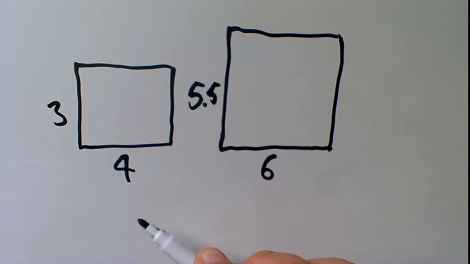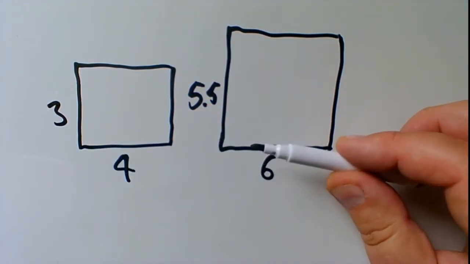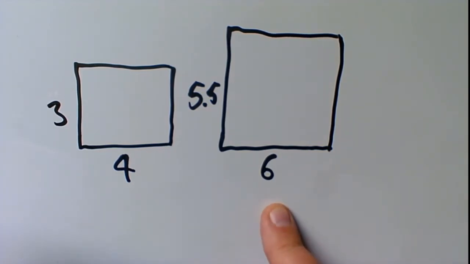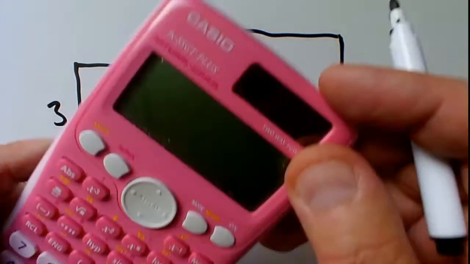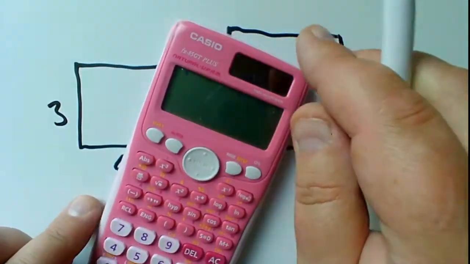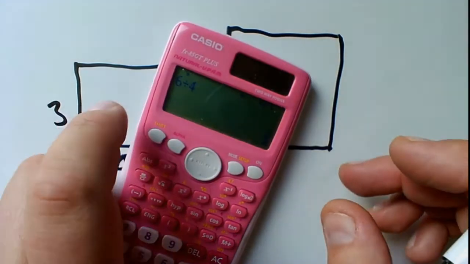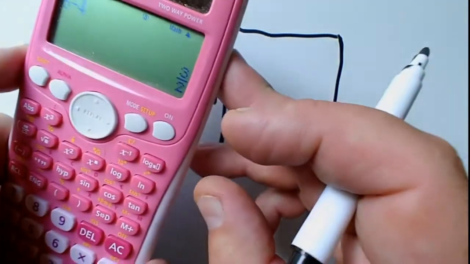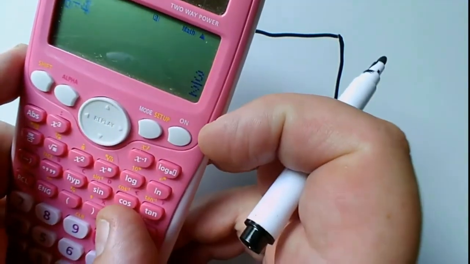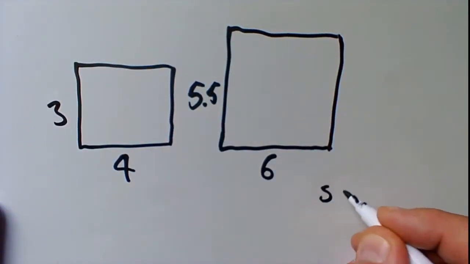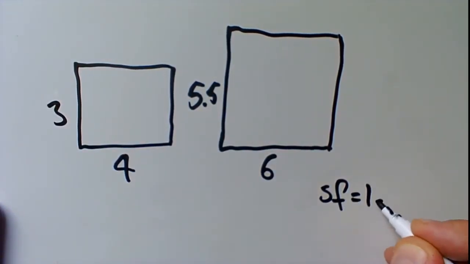Very straightforward. I just pick corresponding sides. Now this side corresponds with that side. So we'll say, well, what was the scale factor enlargement? It was 4 times what was 6. So to do that, I'm just going to put in 6 divided by 4. And that gives me an answer of 3. Oh, I like it as a decimal actually, 1.5. So it looks like the scale factor is 1.5 times bigger.